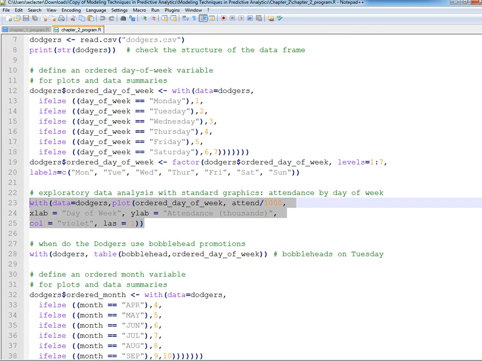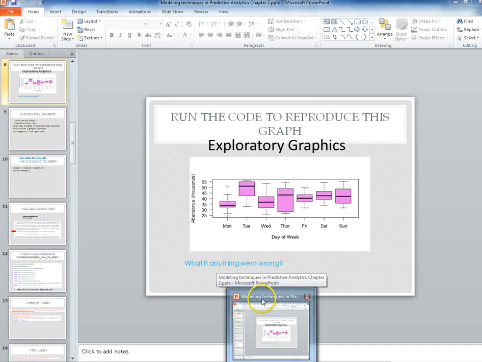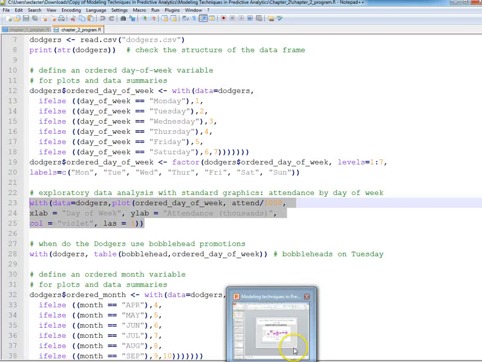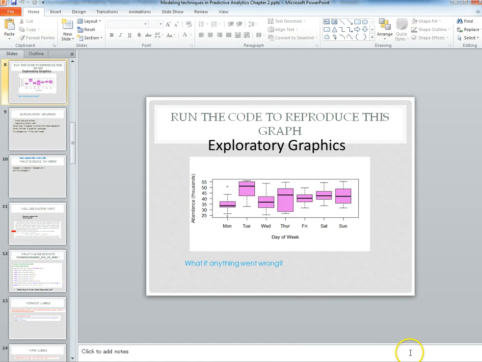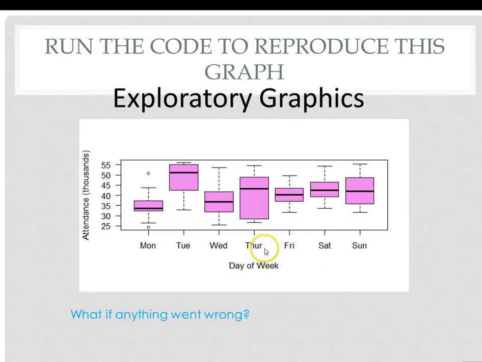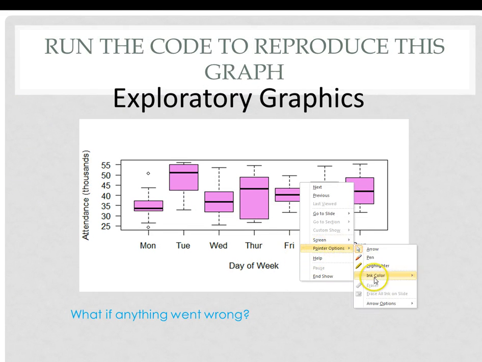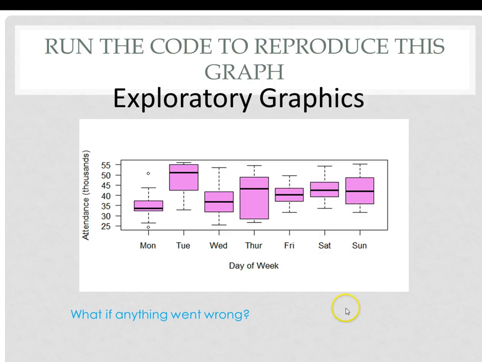All right, let's go back to this. So we have this, you just made this yourself. So I said, what if anything went wrong? I mean, did you have any trouble getting this graph to work?